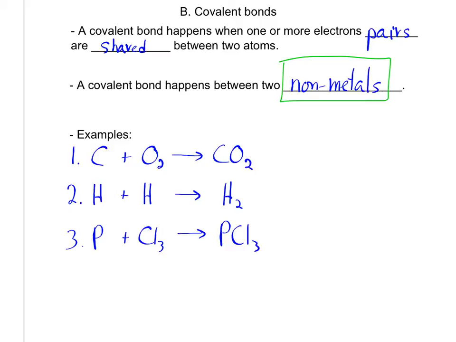For example, carbon and dioxygen will give us CO2, carbon dioxide. 2 hydrogen atoms would become H2. And that's also 2 nonmetals, right? I know they're the same, but it's still nonmetals, so H2 is formed by a covalent bond. And phosphorus and chlorine 3 times would form phosphorus. It's called actually phosphorus trichloride, if I want to say this properly, phosphorus trichloride.